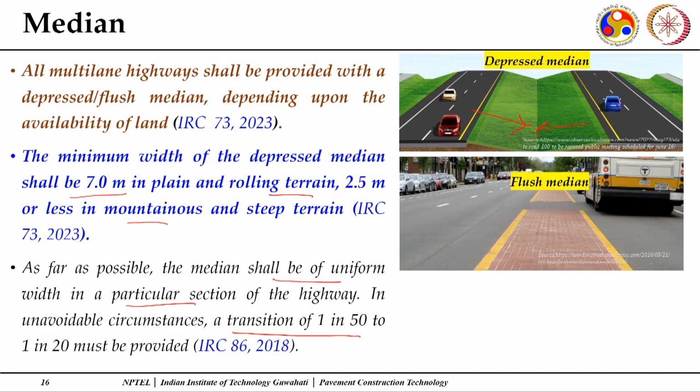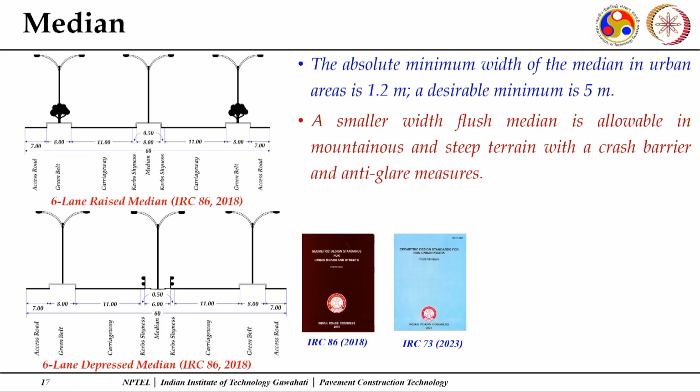If you suddenly reduce and suddenly increase, then it creates discomfort to the people who are using that particular road. And if at some location you still have to do it, there should be a transition of 1 in 50 to 1 in 20 provided. That should be there if you are reducing the width of a median or increasing the width of a median. Now, I will again show a picture which is taken from the IRC 86.